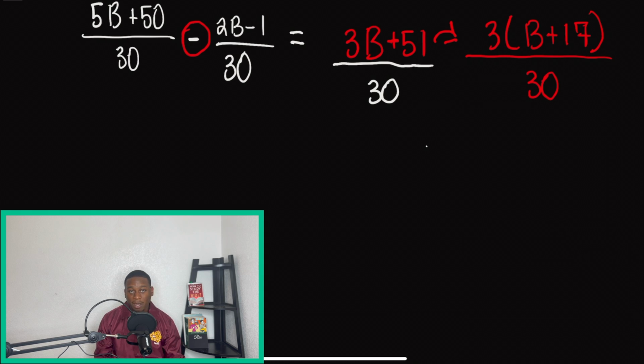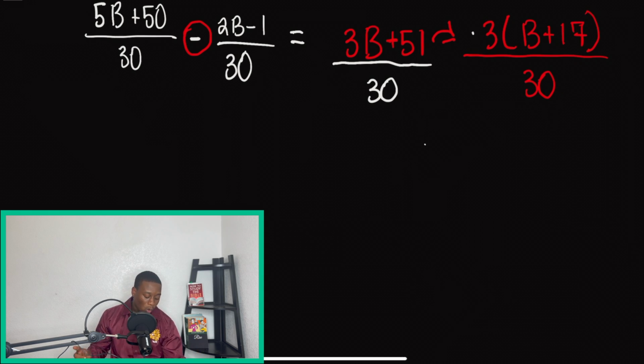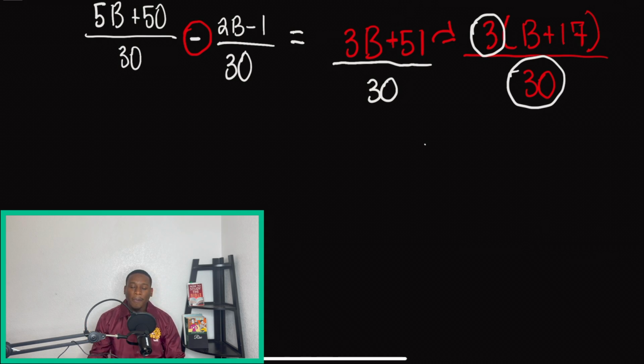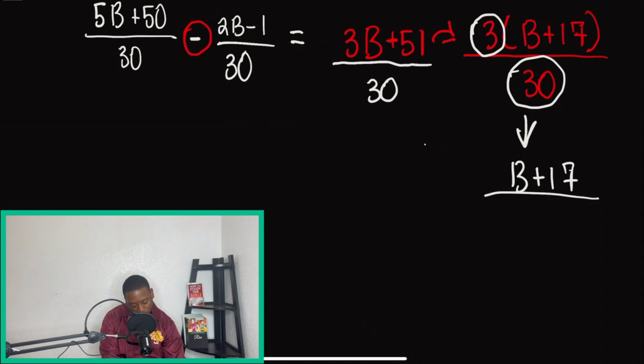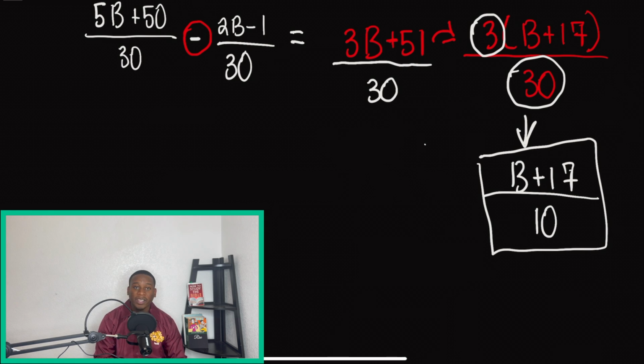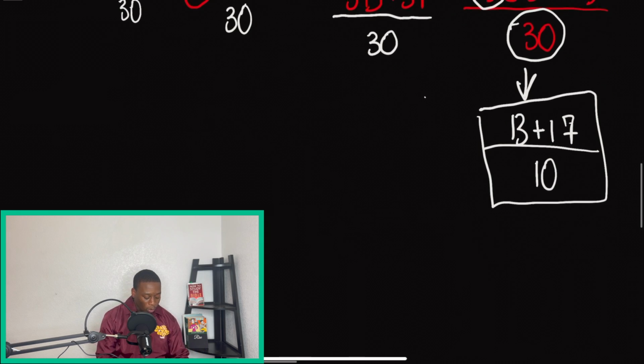So now at this step, we're not done yet. We can now look and simplify 3 and 30. And once we simplify 3 and 30, what's inside parentheses will not be affected. So that means our final answer for this problem would be b plus 17 all over 10. All right. So this is a quick example of what we mean when we're trying to add rational expressions with different denominators. And what we're going to do is we're going to go over one more example.